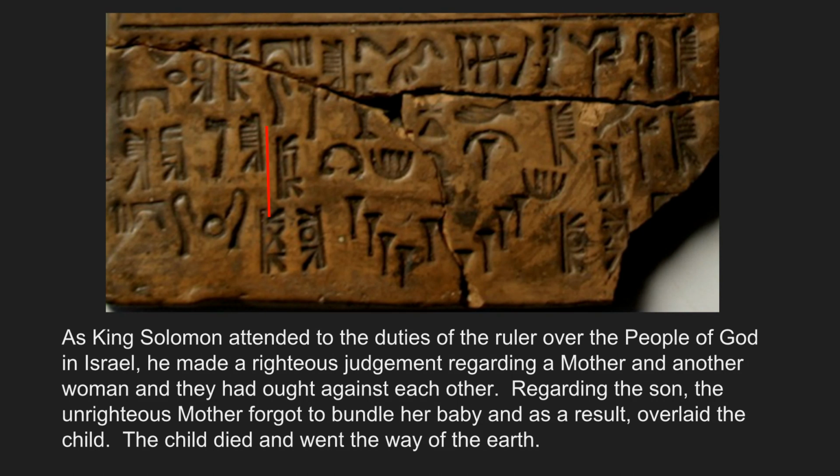As King Solomon attended to the duties of the ruler over the people of God in Israel, he made a righteous judgment regarding a mother and another woman, and they had aught against each other. Regarding the son, the unrighteous mother forgot to bundle her baby, and as a result overlaid the child. The child died and went the way of the earth.